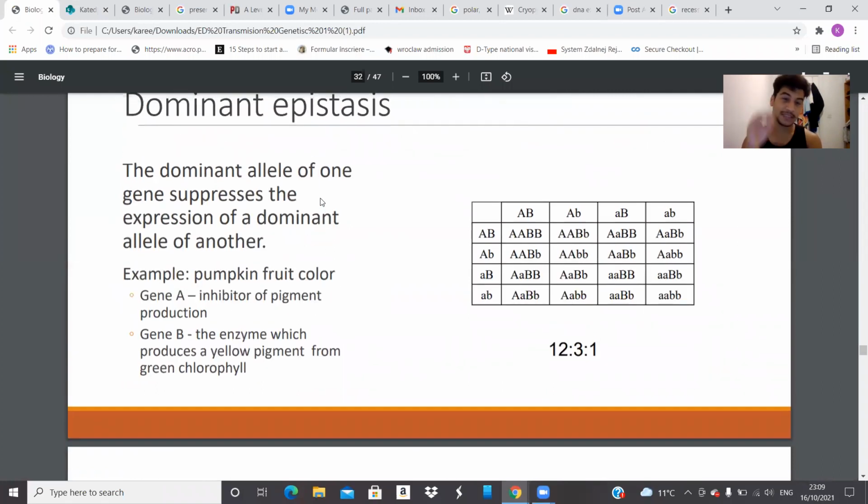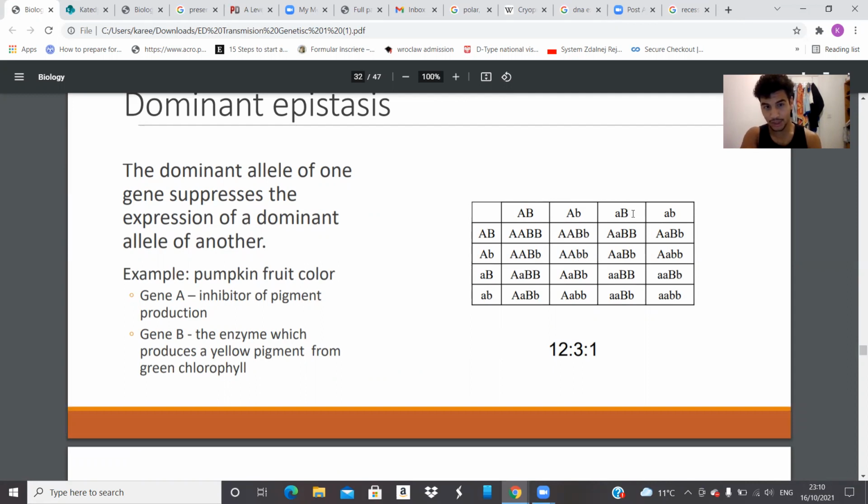So, dominant epistasis. What this means is the same scenario, except if you have a dominant allele at a certain locus, let's say in this case it's A, because it's an inhibitor. If you have a dominant A, it doesn't matter what B is, you're never going to produce pigment. It's going to be a white pumpkin. We're talking about pumpkin fruit. It is that time of year, isn't it? So if you get a dominant allele, big A, then you'll always get no pigment.